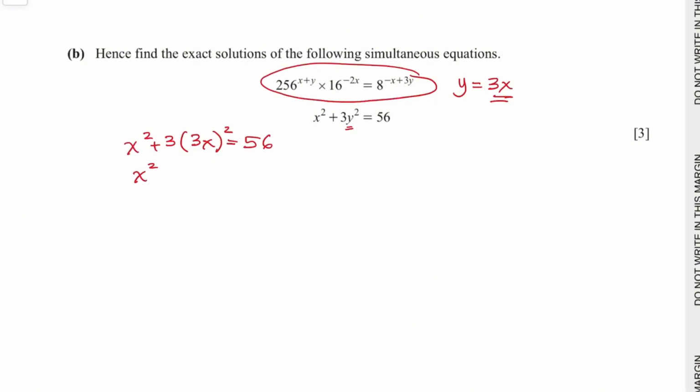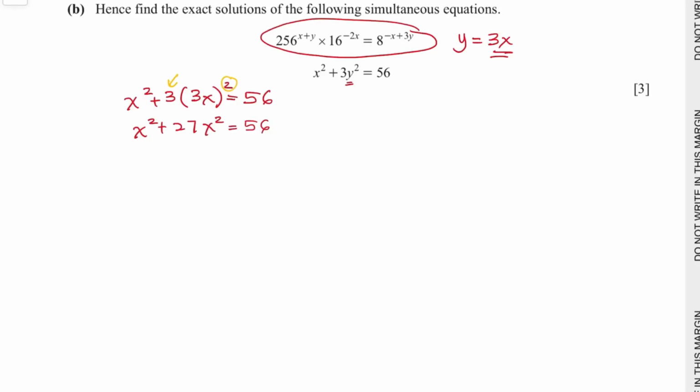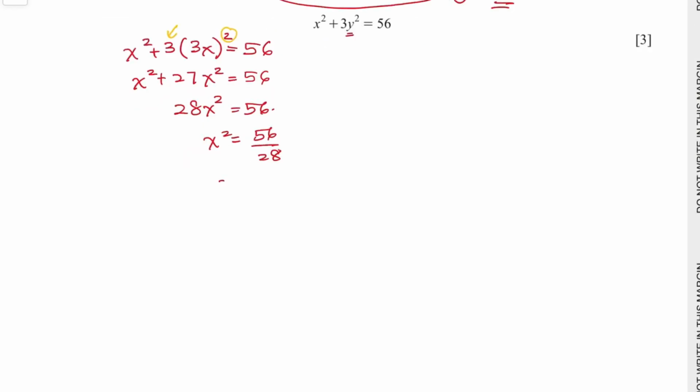This point you should have x squared plus 27x squared is equal to 56. Please make sure that you are expanding the square first before multiplying with 3. Right? Next, this is 28x squared. That is equal to 56. X squared is equal to 56 over 28. Square rooting this, then you should have x is equal to positive and negative of 2.